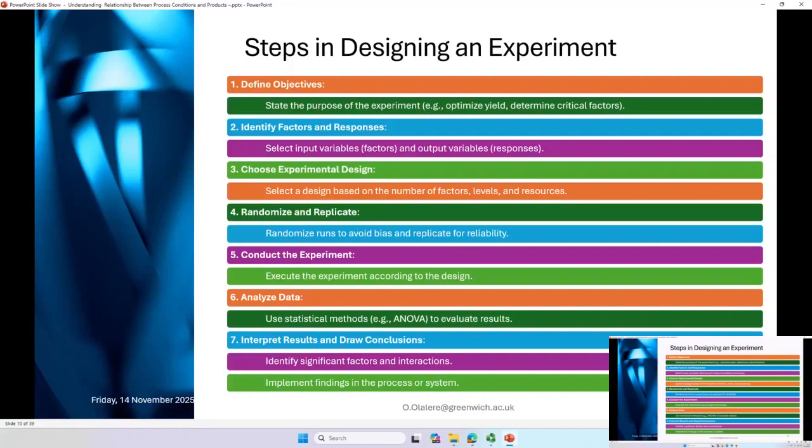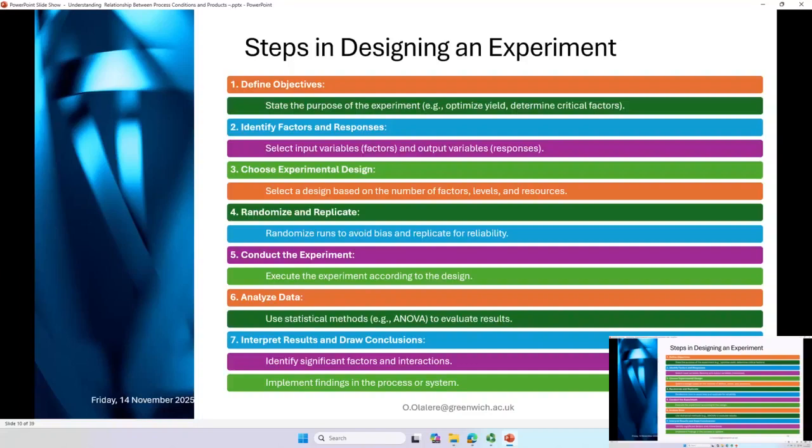Then the second one is to identify factors and responses. What are the factors you need? Okay, my voice, right? Don't worry. They are listening to me. So the next one is to identify the factors and responses. That is, what are the factors that you need in cooking rice? We've mentioned that, that's what I use as an example. And what are the responses? What do you want to get out of it? Is it the texture? Is it the color?